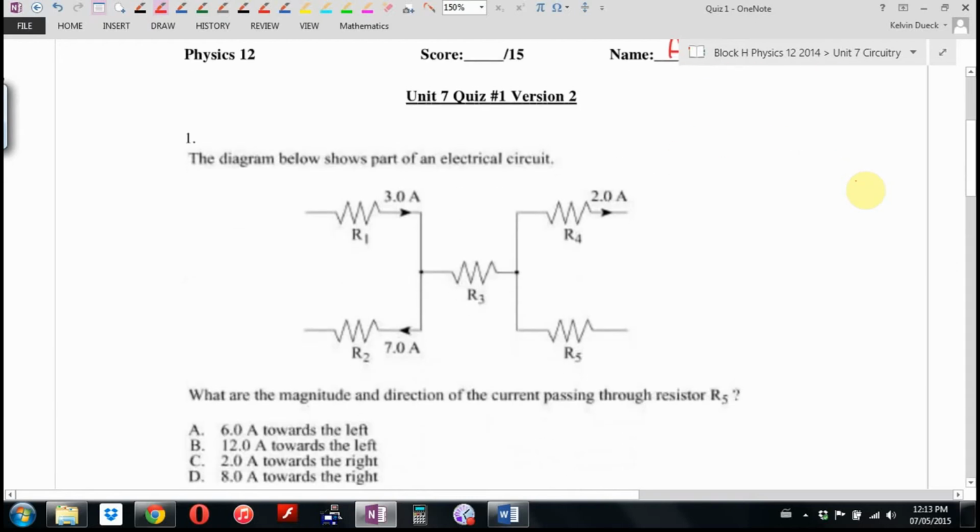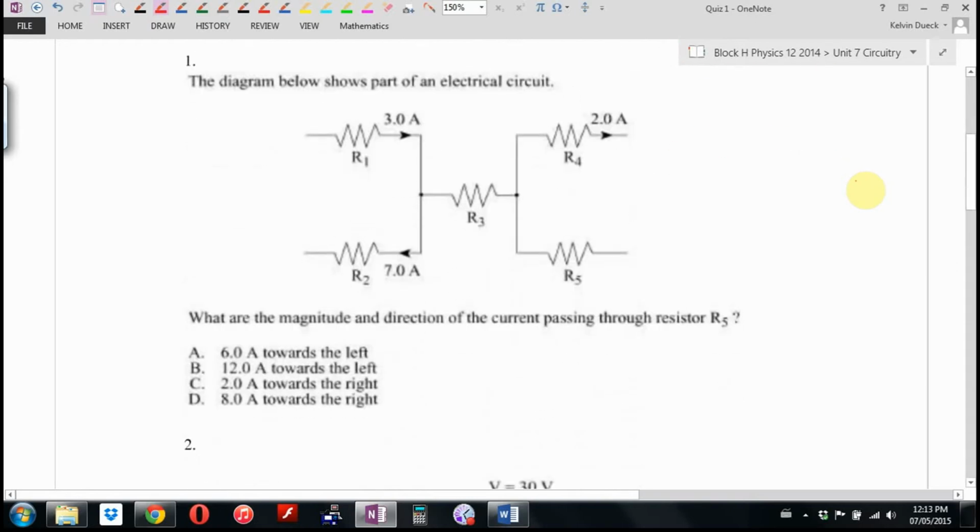Oh, there's the beep. Quiz for circuitry. The diagram looked really terrifying at first, but then I said, well, you know what? When it's really terrifying, I better get my directions right. So I said, okay, looks like I have 7 amps going this way.